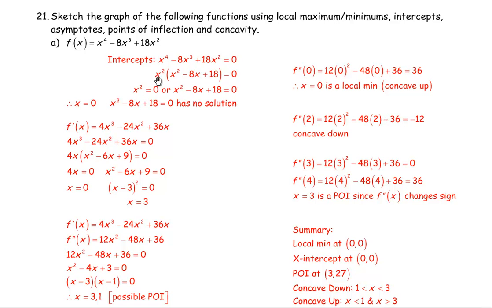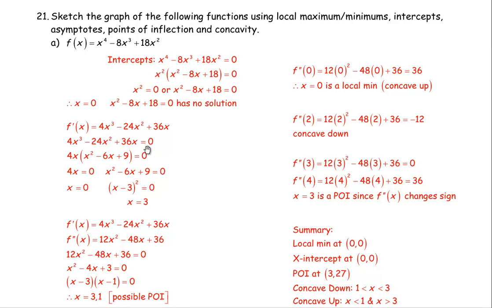But if you set the x squared factor to 0, you get x equals 0. So there is an x-intercept at 0, which means the y-intercept is also 0, because they're the same. They have to be the same thing if they're 0. So (0, 0) is the one and only intercept.